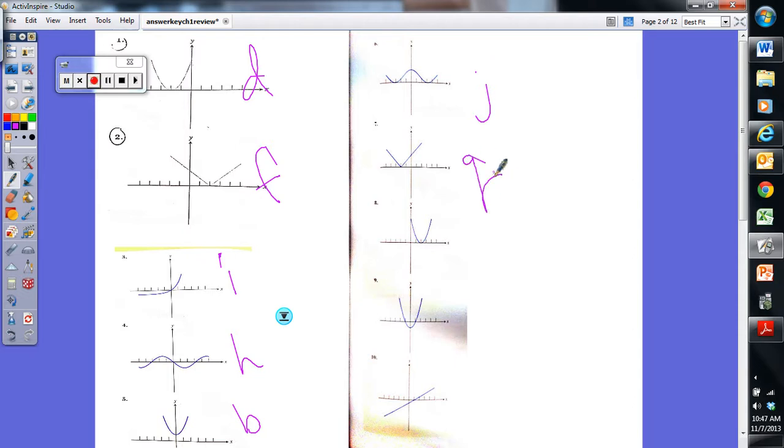A parabola that moved right 2 is C. Parabola that moved down 1 is A. And a straight line is E. Alrighty, those are those. Hopefully you're pretty good at recognizing transformations when there's no stretches or shrinks involved. Alright, next one.